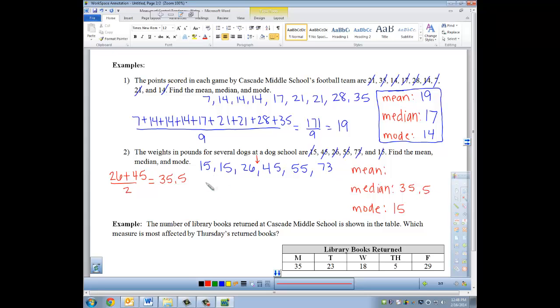My mean, going to add up all the numbers, so 15 plus 26 plus 45 plus 55 plus 73. Divide it all by 6. And we're going to get a repeating decimal here. It's 38.16 repeating, so just put a line over the 6. So 38.16 repeating. Those would be our answers.